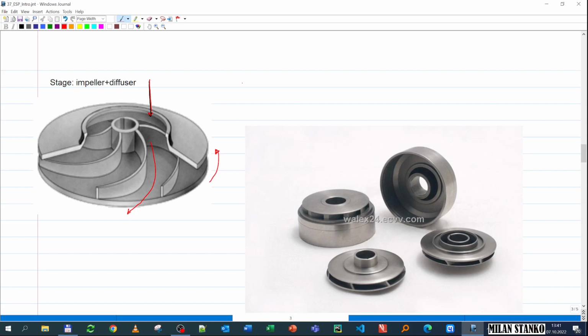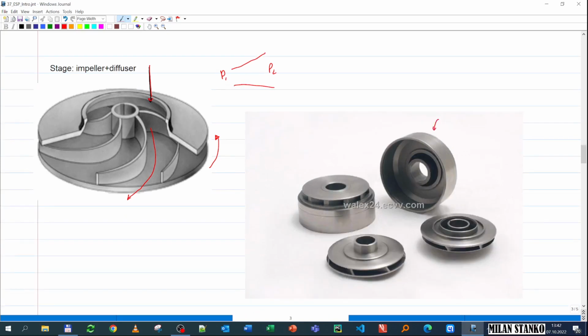And then you have a diffuser. The diffuser takes this fluid that is going at a higher speed, that is accelerated, and converts this kinetic energy to potential energy, to pressure. So you are expanding it, diffusing it, and converting from kinetic energy to potential energy.